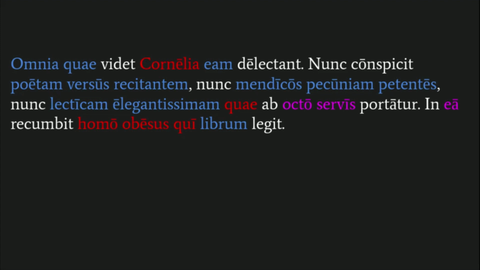Then you have in ea recumbit homo obesus qui librum legit. So in it, right, in the lectica, is reclining a homo obesus, the fat man, basically, who is reading a book. And again, in that sentence, we have a QU word. We have qui.